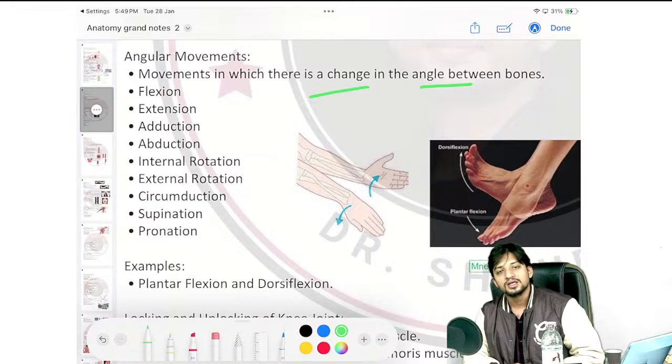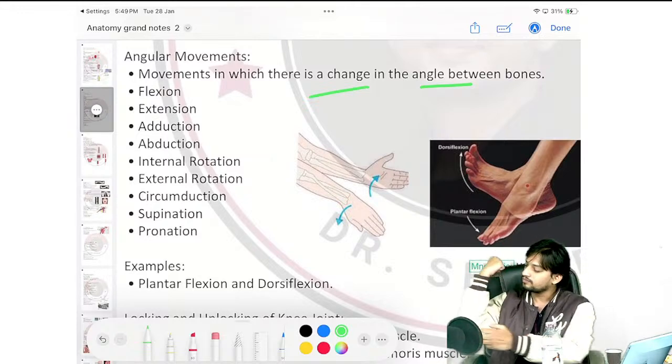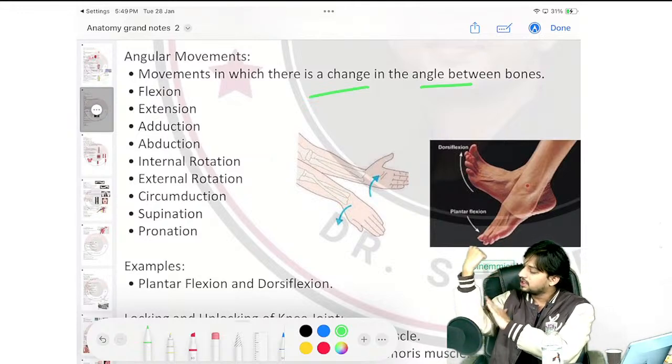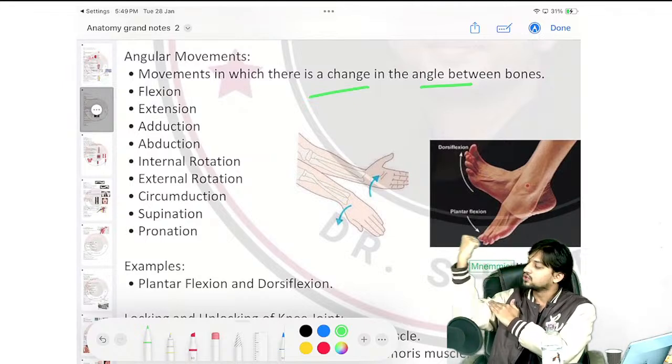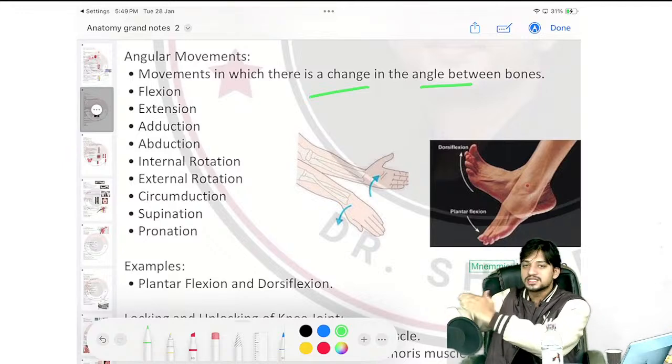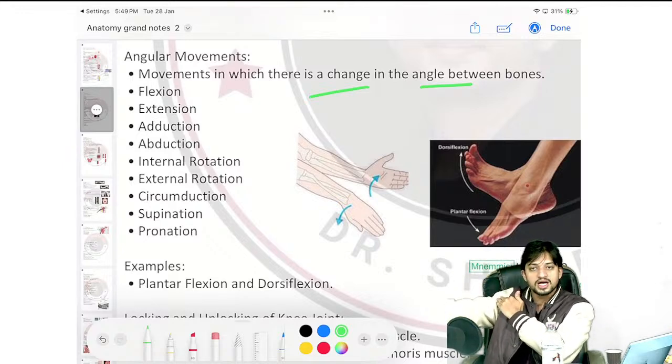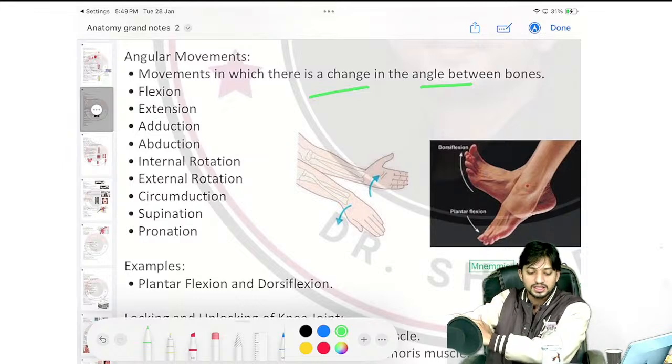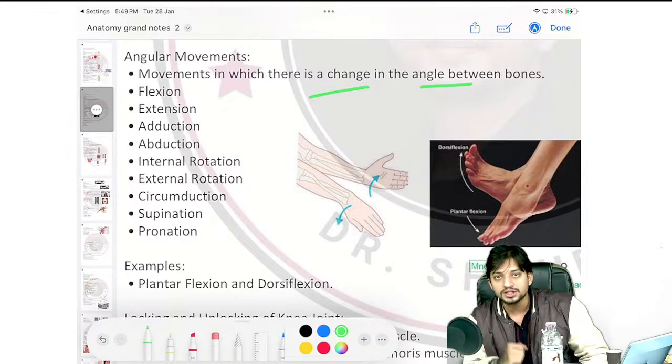What is extension? In extension, you will see the angle between these articulating surfaces is going to increase maximally. Am I correct or not? See, maximum distance away, maximum angle increase. This is extension, right? What is adduction?